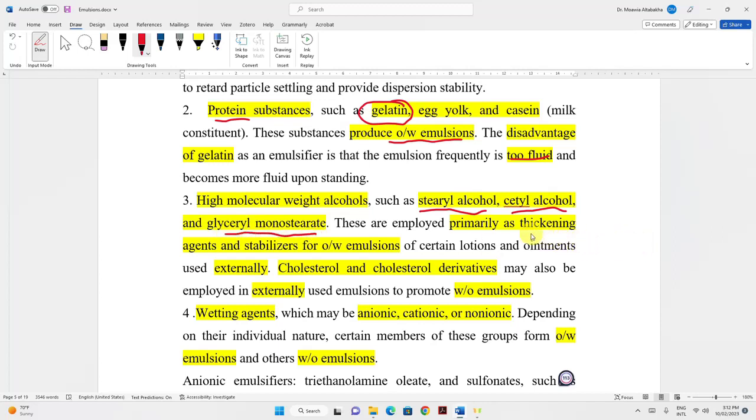They are primarily thickening agents. That's why you find them in creams. They are thickening agents, and they are stabilizers for oil in water emulsions that are used externally. For cholesterol and cholesterol derivatives, they are high molecular weight alcohols, and they are used externally to promote and form water in oil emulsion.